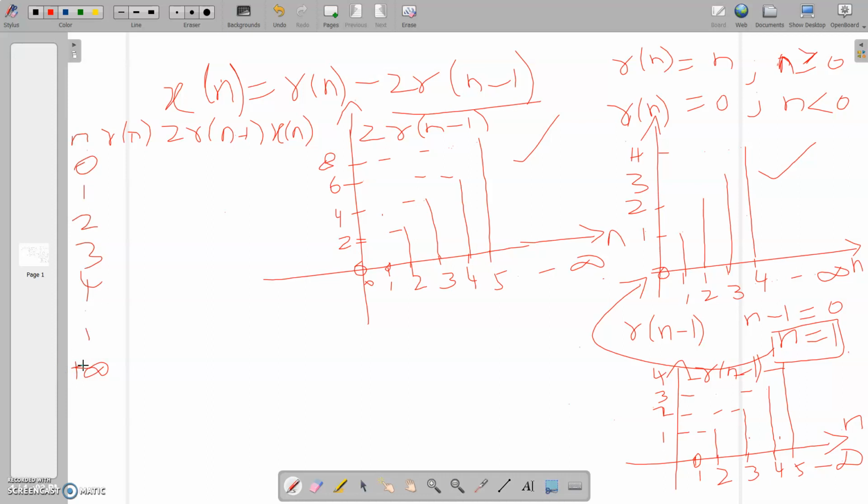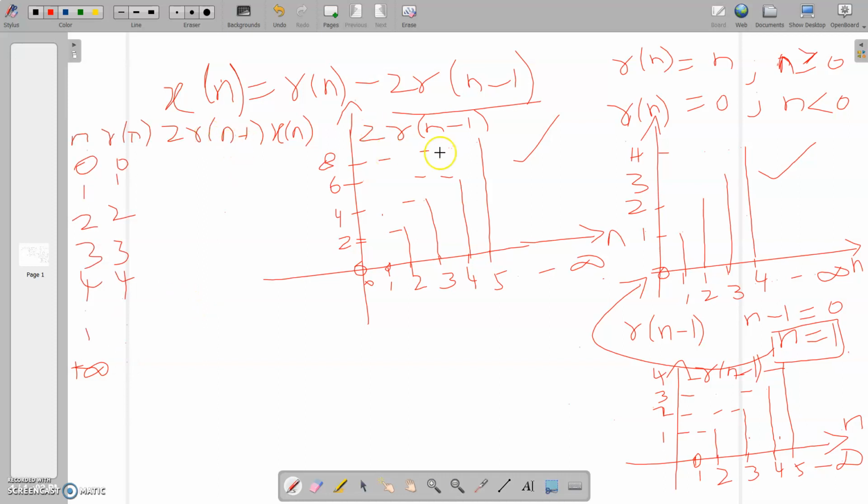What is r of n value? At 0 the value is 0, at 1 the value is 1, at 2 the value is 2, at 3 the value is 3, at 4 the value is 4. So 0, 1, 2, 3, 4, it will be going on up to infinity.